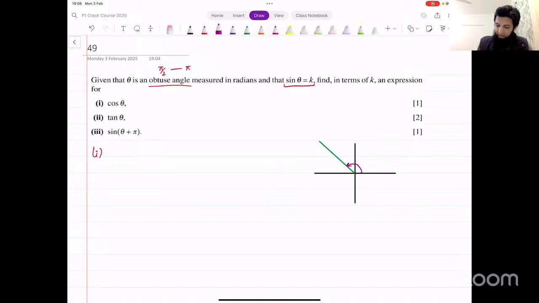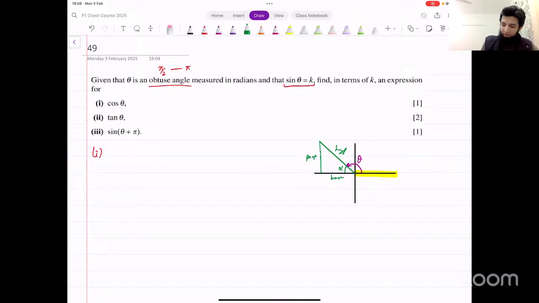This is the angle theta, right? We measure angle from the positive x-axis like this. And then this is the basic angle inside. That basic angle determines the base, the hypotenuse, the perpendicular. So with respect to this basic angle, this is the base, this is the perpendicular, this is the hypotenuse.